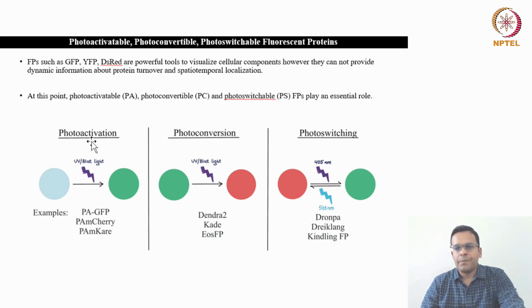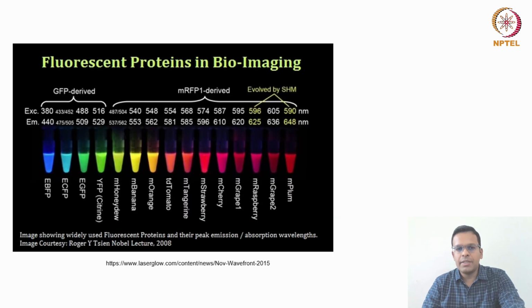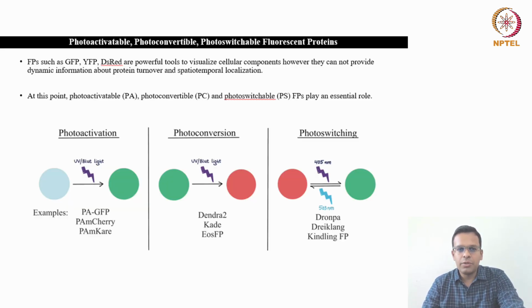So what is photoactivation? Photoactivation means initially that fluorescent protein remains dark, but then you have to use UV or blue light to activate it, and only then it gives you green fluorescence. So this is known as photoactivatable GFP. The original GFP is here. This is the eGFP, enhanced GFP. From the beginning of your imaging experiment, it will show you green fluorescence. But if you use photoactivatable GFP, initially you will not see any fluorescence. But then you have to induce the fluorescence by using the blue light. Then that fluorescent protein will start giving the fluorescence.